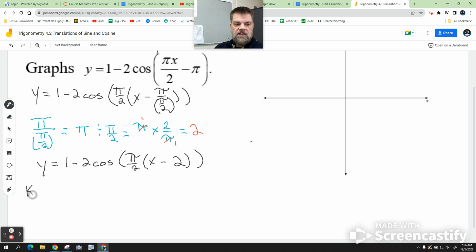So then k is a positive 1. That means we're going to shift the whole thing up 1 unit. My amplitude a is negative 2, so that means we're going to flip, and it has an amplitude of 2. My b term is pi over 2, and that affects the period. And then c over b equals negative 2, which means I'm going to shift it to the right 2 units. Okay?